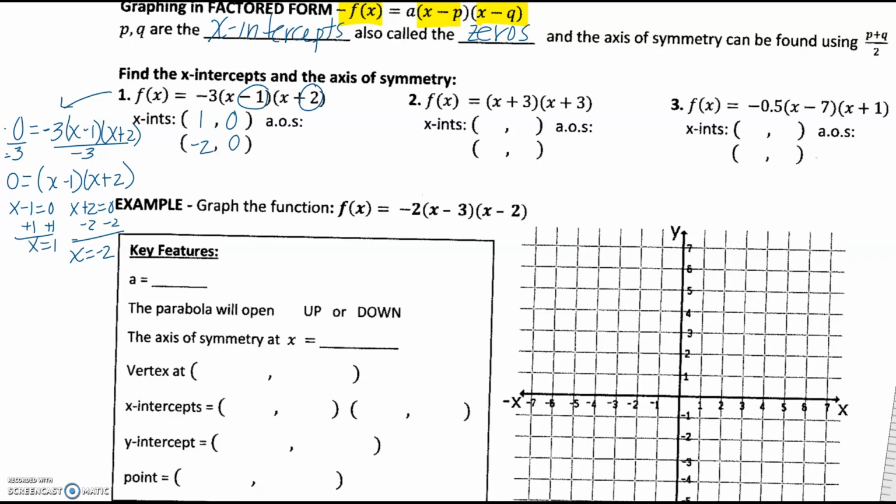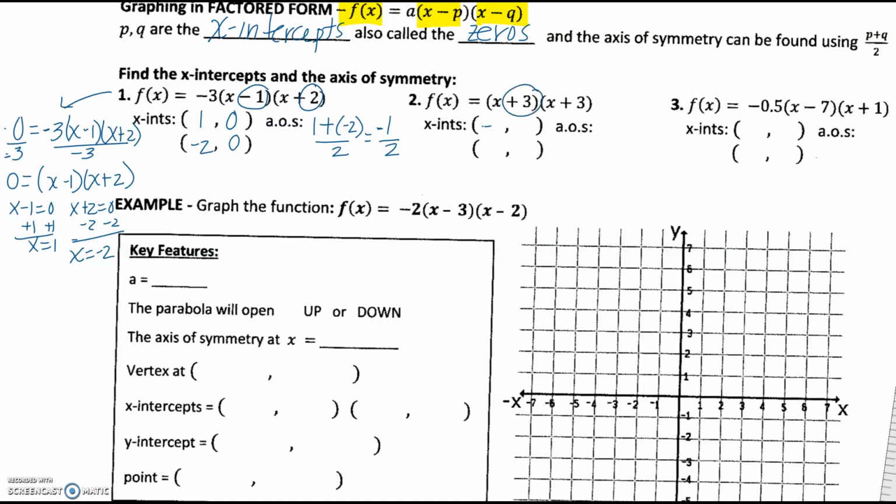The axis of symmetry, how do you do that? You take your 1 plus your -2 and you divide by 2. 1 plus -2 is -1 over 2. So that's where we would be making the dotted vertical line to show that it's symmetric through that axis of symmetry. Okay, let's do it the quick way now.